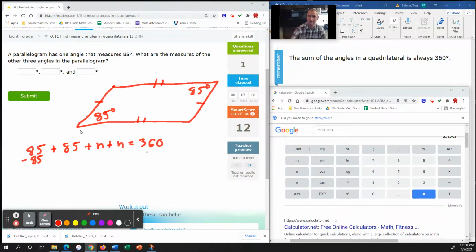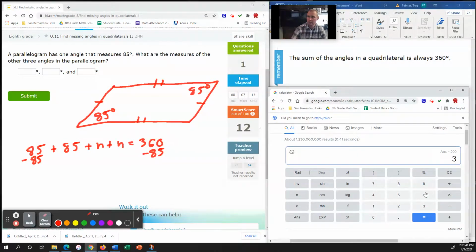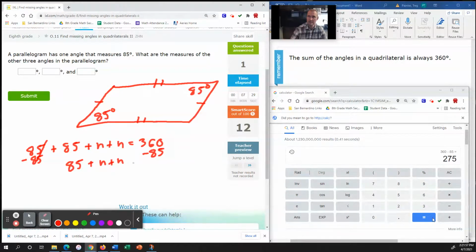Subtract out 85 from both sides. So subtract out 85 from the 360. Utilize that calculator. 360 minus 85 will take me to 275. So 85s are out. One more 85 to go. Plus n equals 275 because we subtracted our 360 minus 85.